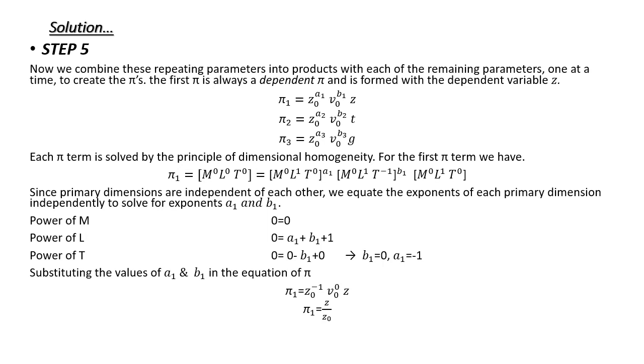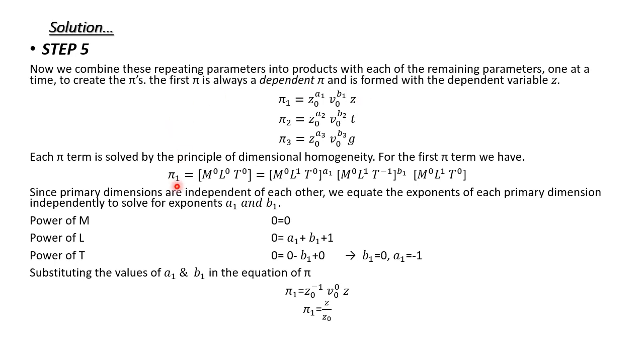Understood? Okay. So now we need to consider each pi term and write the dimensions for Z0, V0 and Z, and equate LHS and RHS, the powers of the dimensions on the left hand side and right hand side, and get the expressions for a1 and b1. Okay, so let us consider the first pi term.